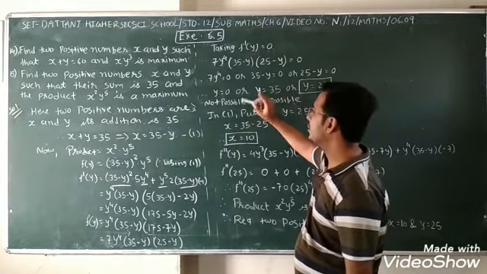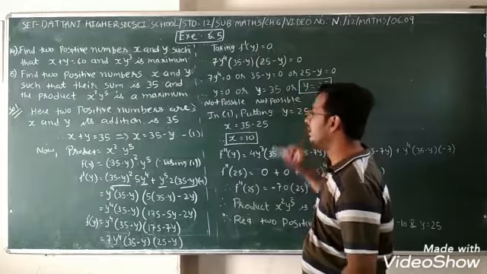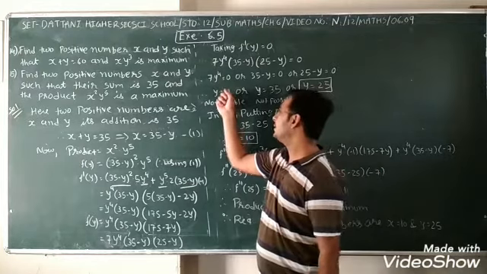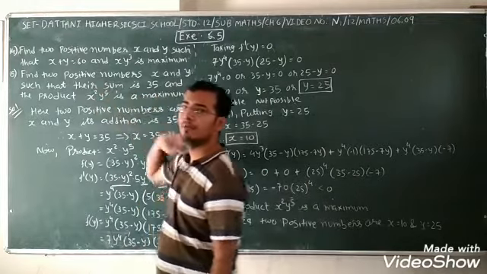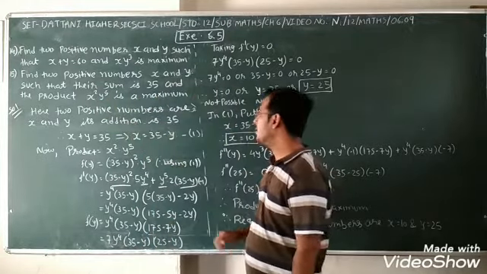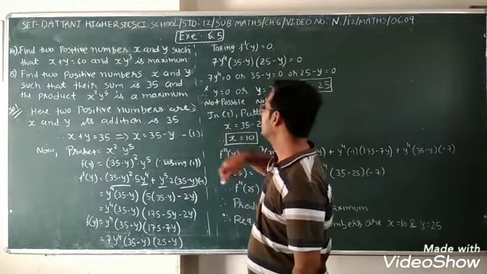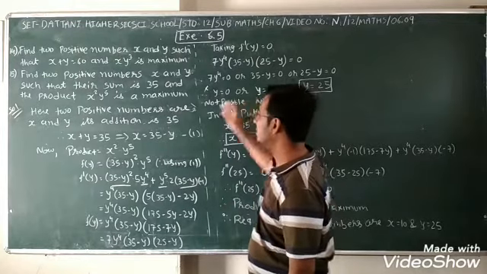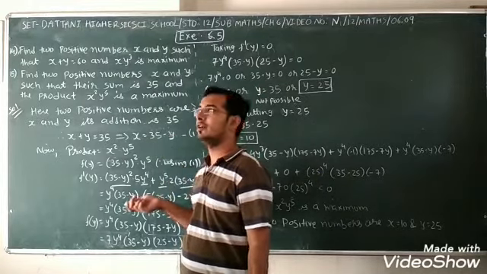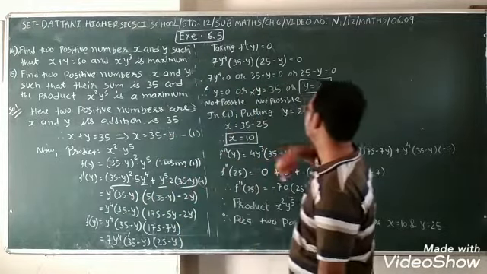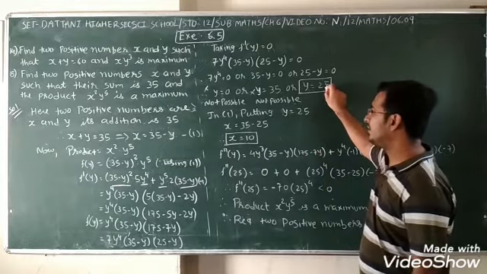Here y is equal to 0 is not possible, similarly 35. Why? Because in the question there is mentioned two positive numbers. Okay, so 0 is not a positive number, so we do not take this. If I put y is equal to 35, then 35 minus 35 is also 0. 0 is not positive. So the answer is y is equal to 25.